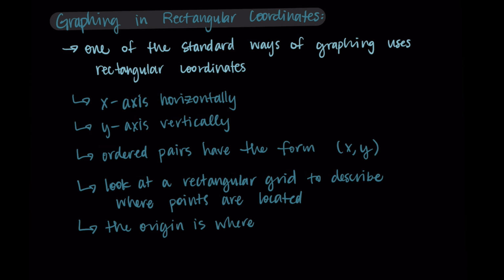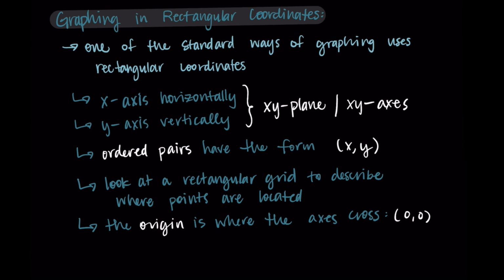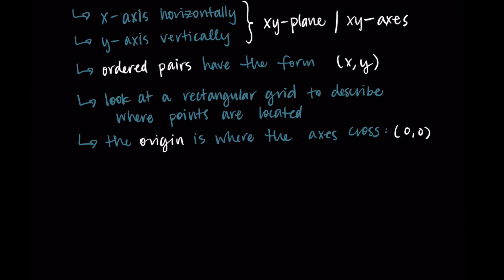Then we have a special name for where the axes cross. This is called the origin. So the origin is the point 0, 0, and that's where our axes cross. You might also hear the x and y axes together called the xy plane or just xy axes. So we're in two dimensions since we have x and y, and these are our rectangular coordinates. We have ordered pairs x, y, and a special ordered pair is the origin 0, 0, and this is where the axes intersect.